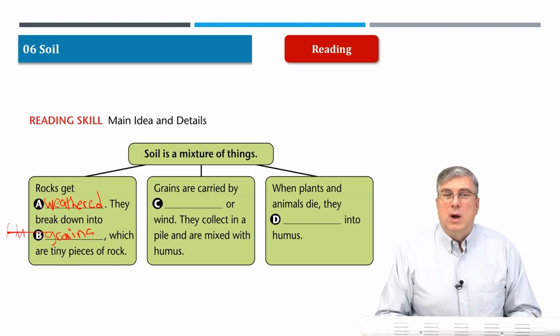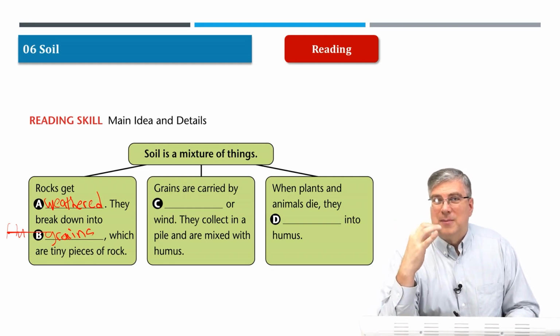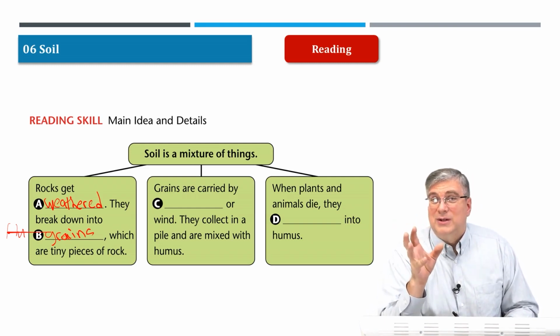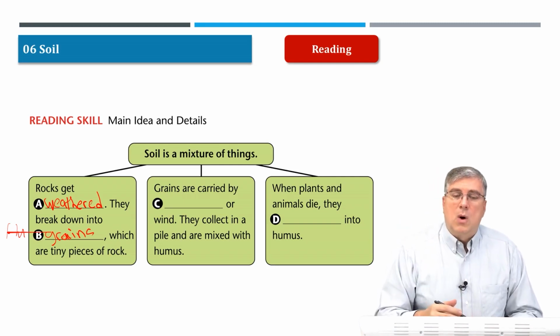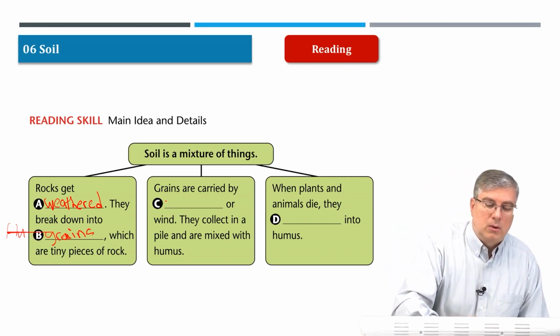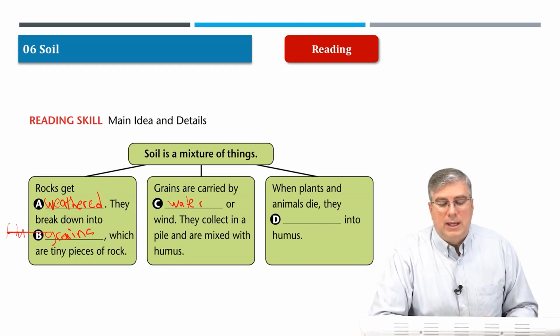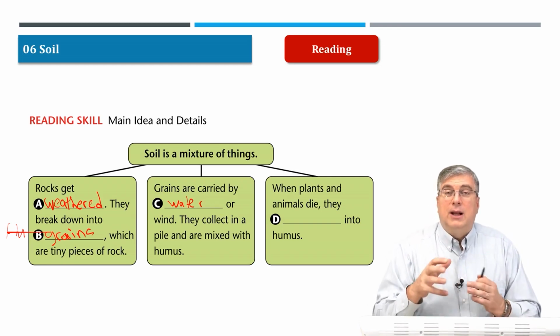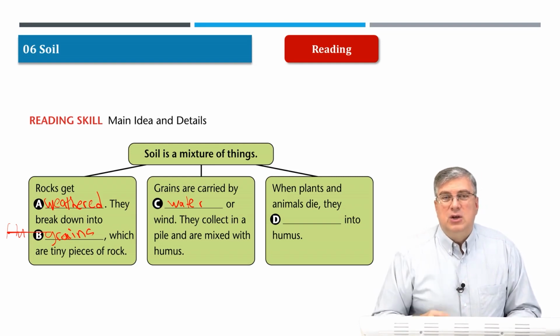So grains are carried by what? What are the two things that I talked about that carry soil, whether it's silt, right? I remember when I talked about silt, I was talking about how they were moving. They're carried by water. So they are carried by water or wind. Grains are carried by water or wind. They collect in a pile and are mixed with humus. When plants and animals die, they decompose into humus.